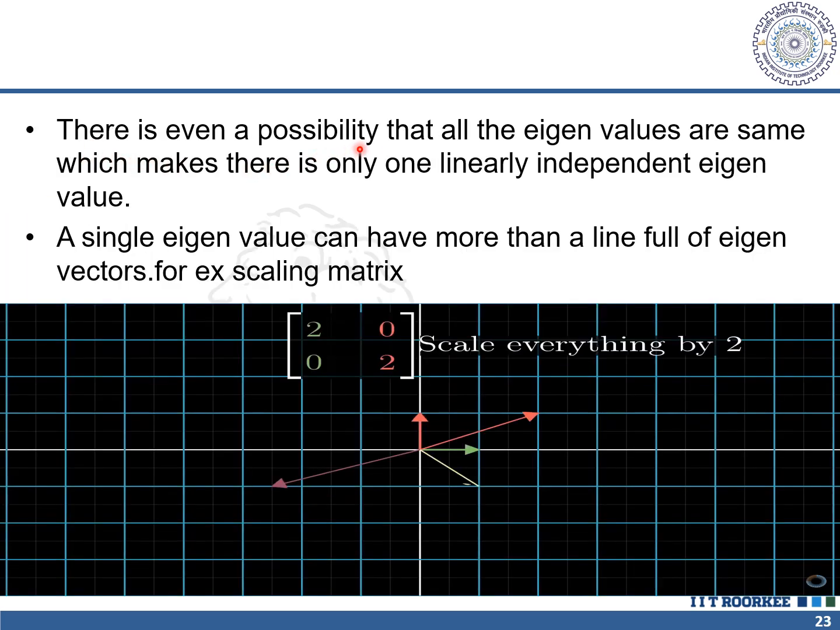There is even a possibility that all the eigenvalues are the same, which means there is only one linearly independent eigenvalue, and a single eigenvalue can have more than a line full of eigenvectors. For example, you can take a scaling matrix. This is the scaling matrix 2I, [2 0; 0 2], which scales everything by 2. For example, you can take this vector, this vector, and this vector. This is before scaling, and after scaling it becomes 2 times. Every vector becomes 2 times.